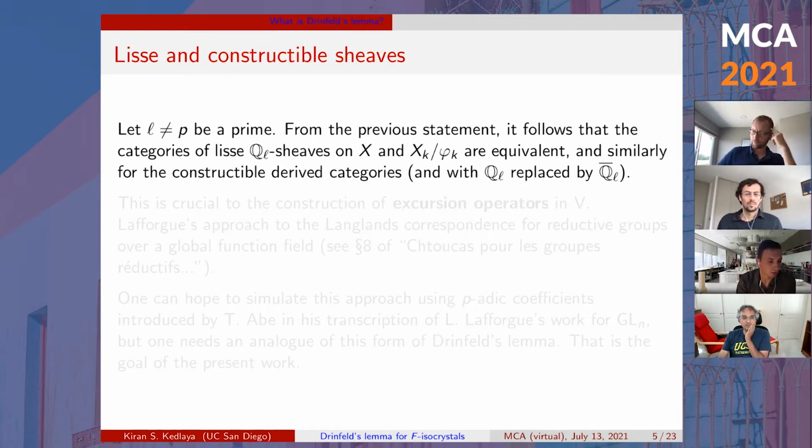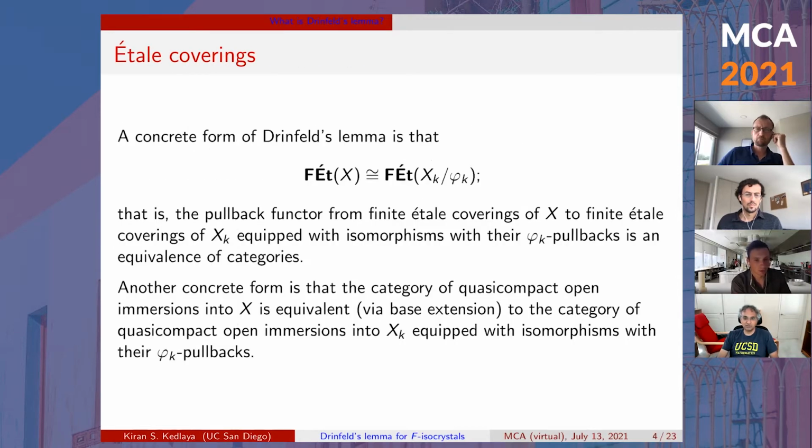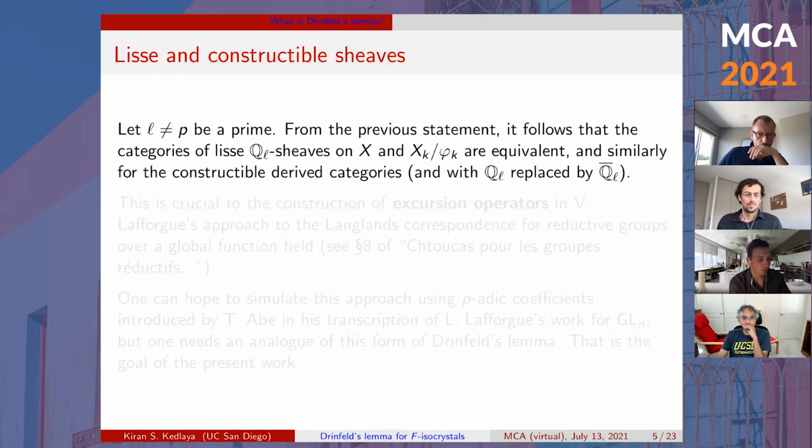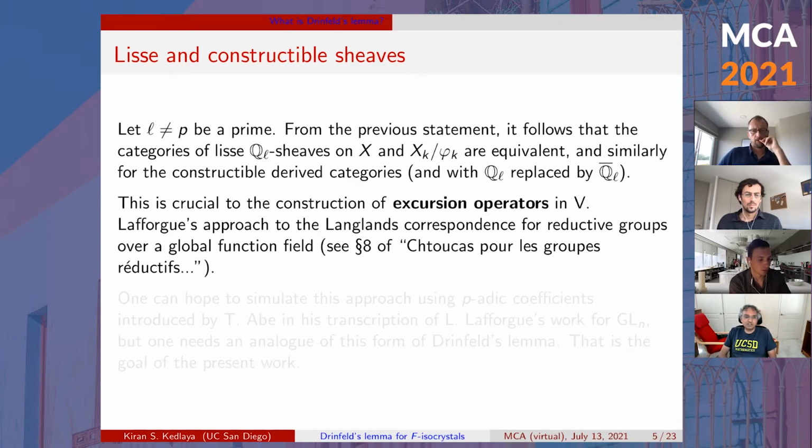So to go from lisse to constructible, use the fact that stratifications on X_k which are φ_k-equivariant come from X; that uses the second part of the assertion. For lisse sheaves, you somehow only need the first statement, but to do constructible ones, you need both. And if you look in section 8 of Vincent Lafforgue's paper on Shtukas for reductive groups, there's this key step in his construction of automorphic-to-Galois for reductive groups, where you define these excursion operators, and somehow this uses in a very essential way this comparison, let's say at the constructible level.